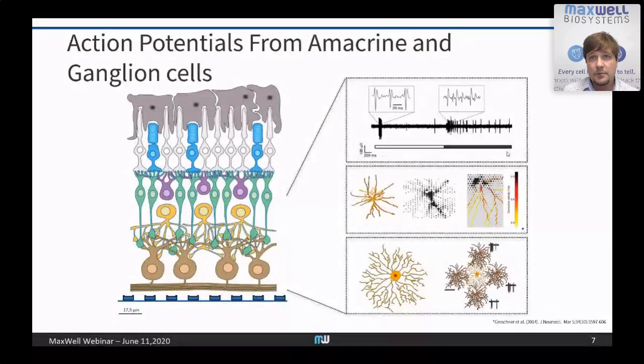The second main readout from the retina are, of course, the action potentials of retinal ganglion cells and polyaxonal amacrine cells. And also, via these response properties, we can assess indirectly other amacrine cell types like starburst amacrine cells.